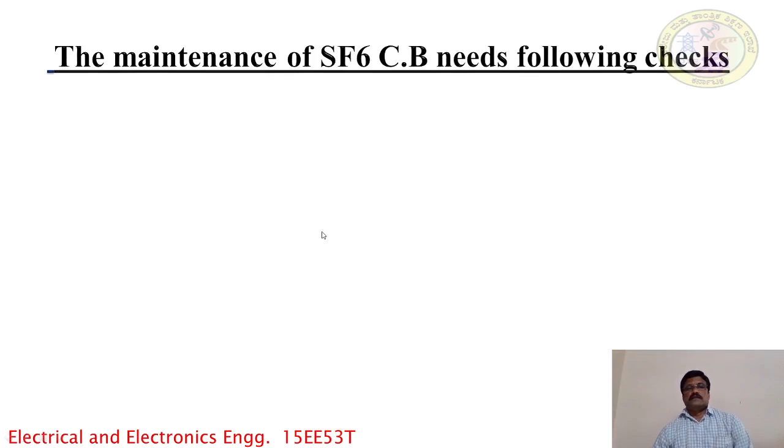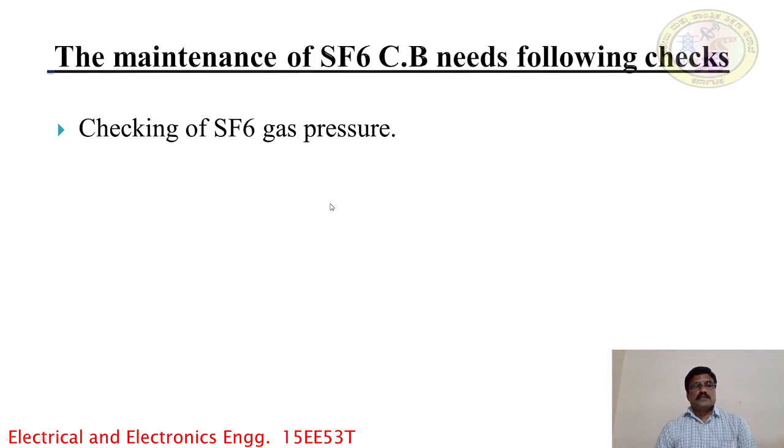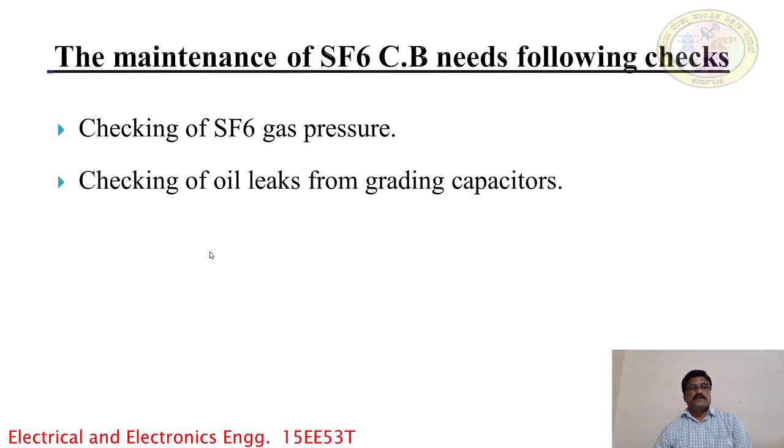So again, the SF6 circuit breaker needs the following routine checks. What are they? So first one, checking of SF6 gas. The gas pressure is usually 2.8 kg per centimeter squared. Check the gas pressure for every duration of the maintenance schedule. The second one is checking of oil leaks from the grading capacitor. So the leakage of oil, if possible, check the leakage of oil.